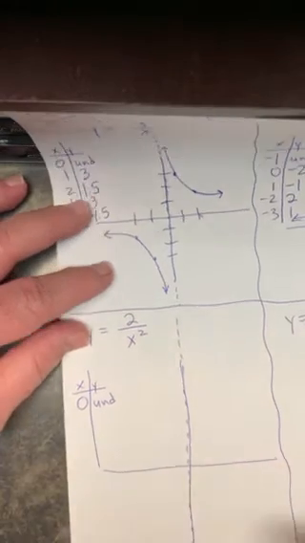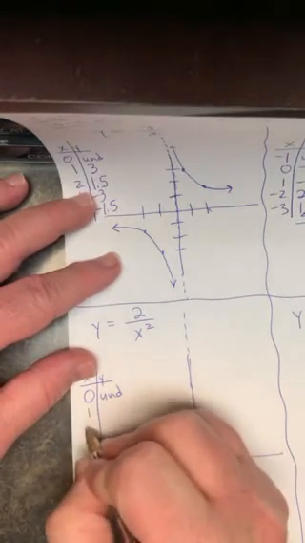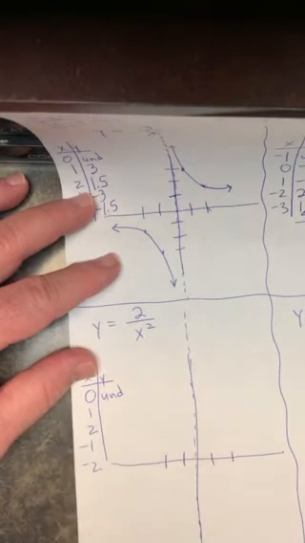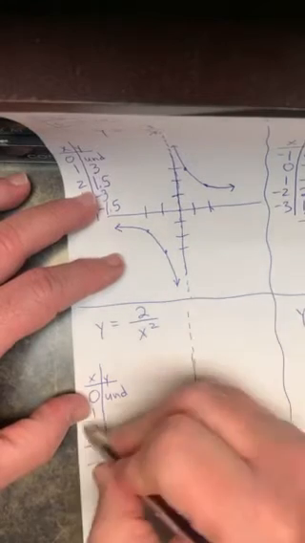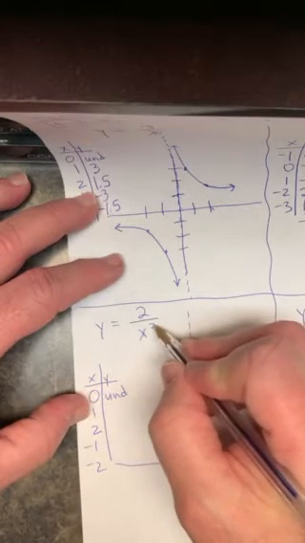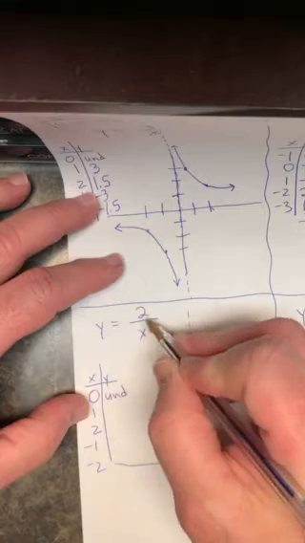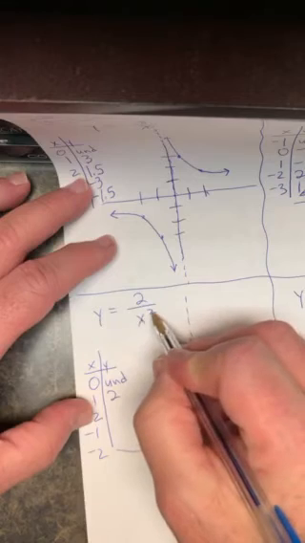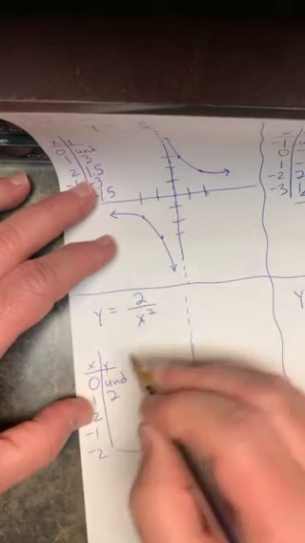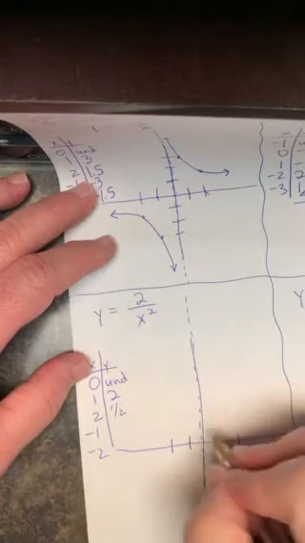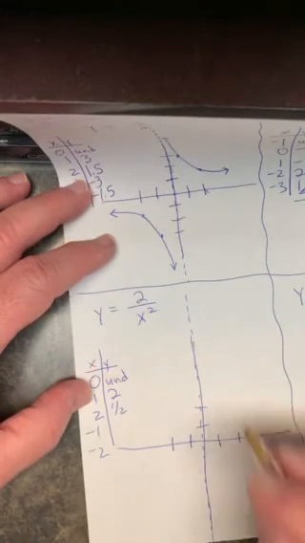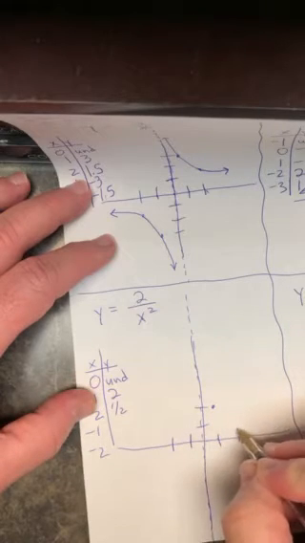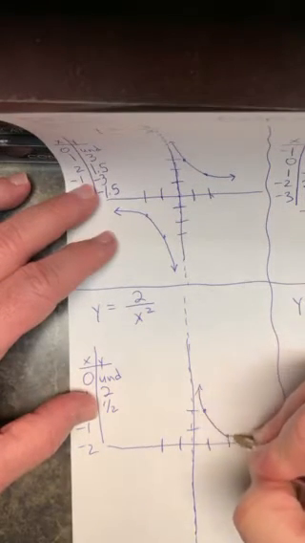Pick two numbers to the right, it'd be 1 and 2. Pick two numbers to the left, it would be -1 and -2. Let's go plug them in. Plug 1 in. Careful, what's 1 squared? Isn't 1 times 1 going to be 1? And 2 over 1 is 2. Plug 2 in for x. 2 squared is what? 4. And 2 over 4 is actually 1/2. So to the right of my asymptote, I'm going to go right 1 and up 2, right 2, up 1/2, and got a curve that looks like that.